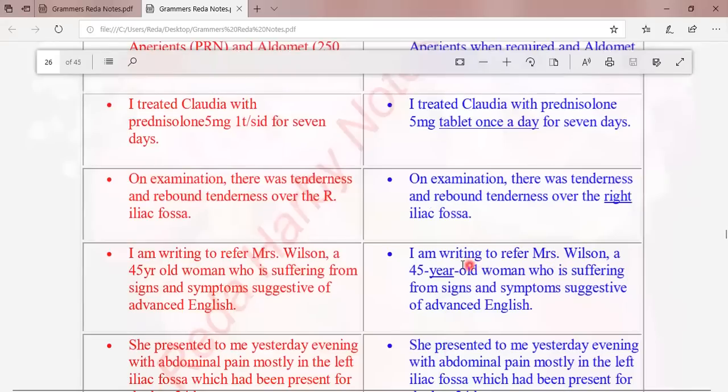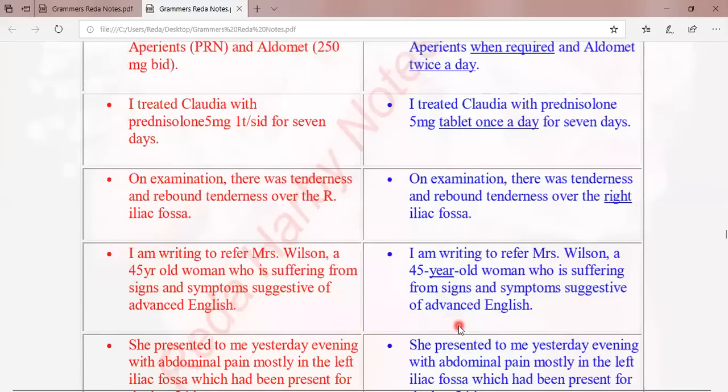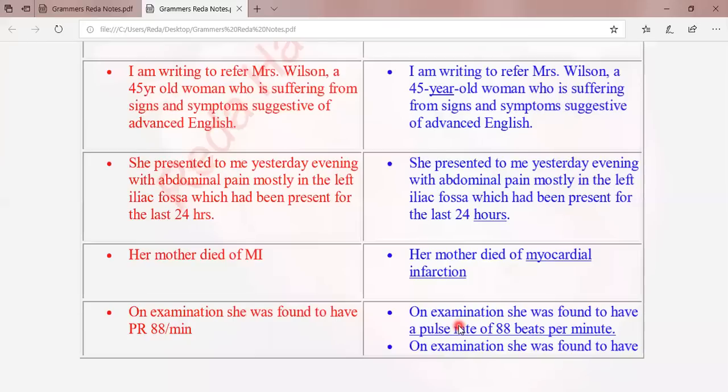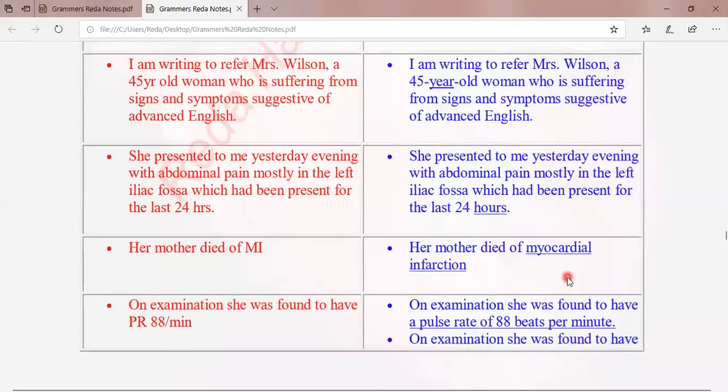I'm writing to refer. No, I like to say, thank you for seeing Mrs. Wilson, comma, a 45-year-old woman who is suffering from signs and symptoms suggestive of advanced whatever. She presented to me yesterday evening with abdominal pain. So she presented, this is past simple. Why? Because yesterday. And even without yesterday, by checking which tense is appropriate. Her mother died of MI, say myocardial infarction.